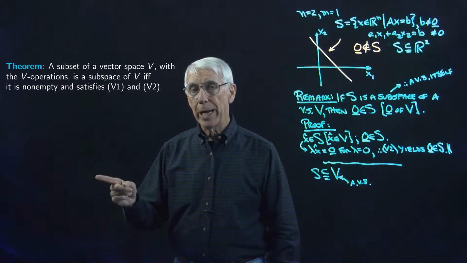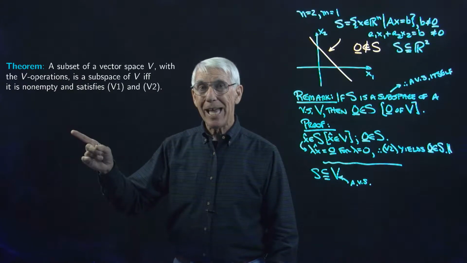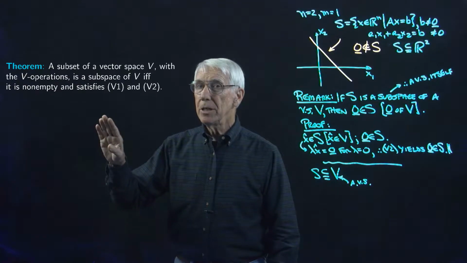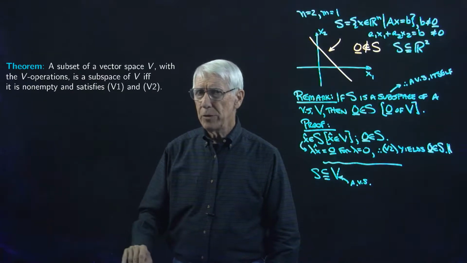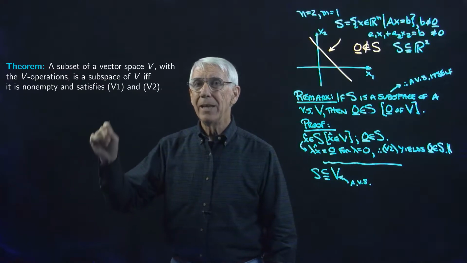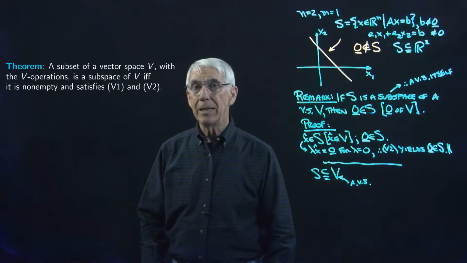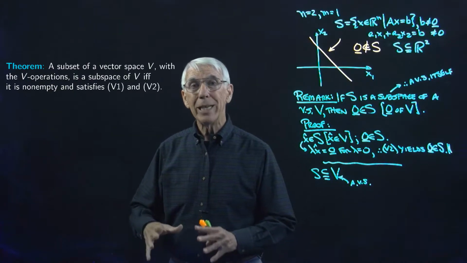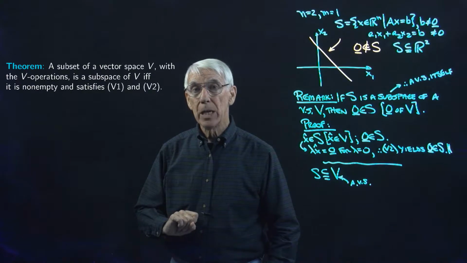We need to go the other way. So we need to prove that if we have a subset that just satisfies V1 and V2 and is non-empty, forget about V3 through V8. If it just does those things, it is a vector space in its own right, therefore a subspace, therefore it does satisfy V3 through V8, but we don't have to prove it if we have this theorem.